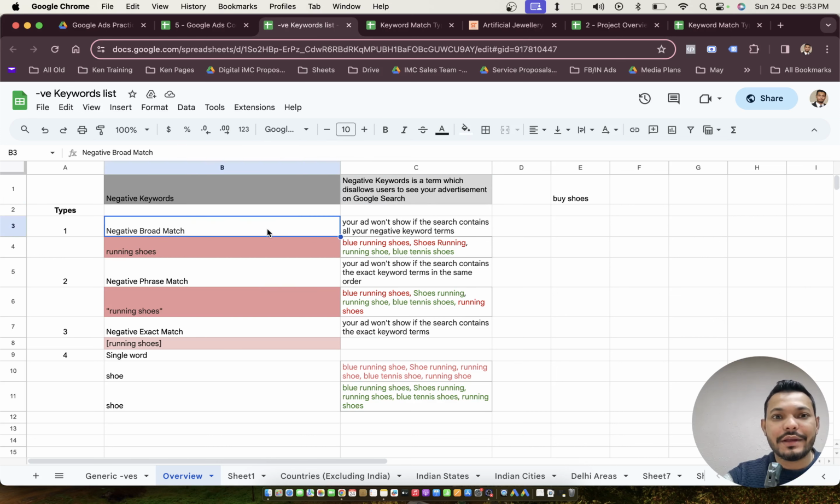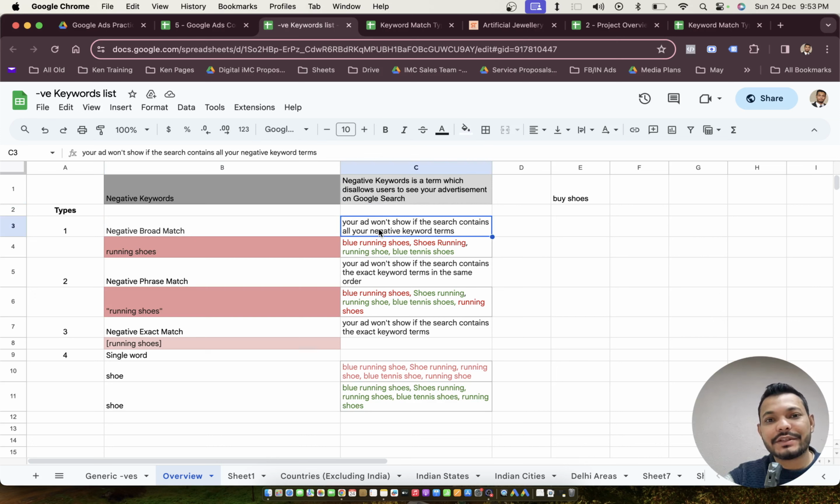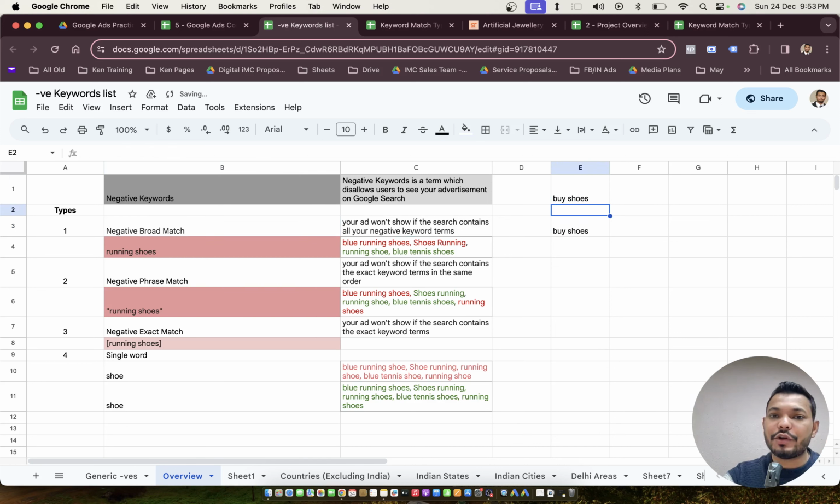And then negative broad. Your ads will not show if the search term contains all your negative keyword terms. This is negative broad. So if you have buy shoes in negative, then ads will not be showing to someone who has both these words. Maybe buy shoes is not a good example. Let's type leather shoes, because we were talking about the case of Nike. So having the words leather shoes in negative means your ad will not be showing to someone who has these two words, leather shoes, in any order, anywhere in the search query.